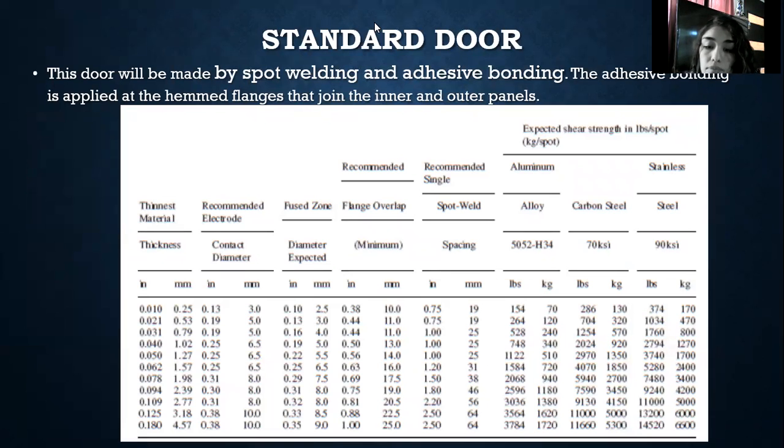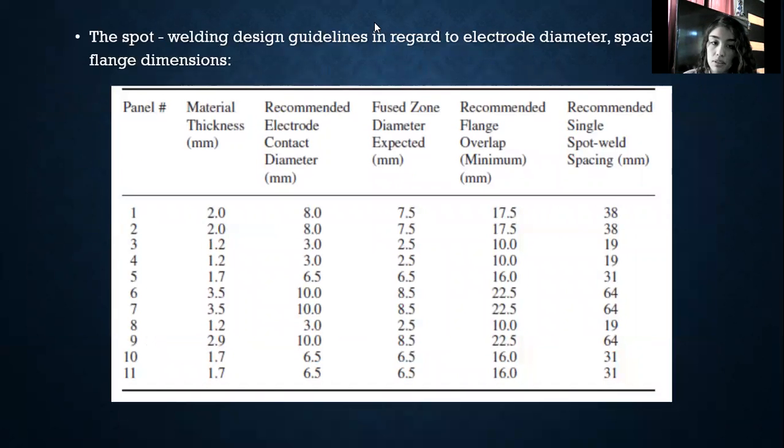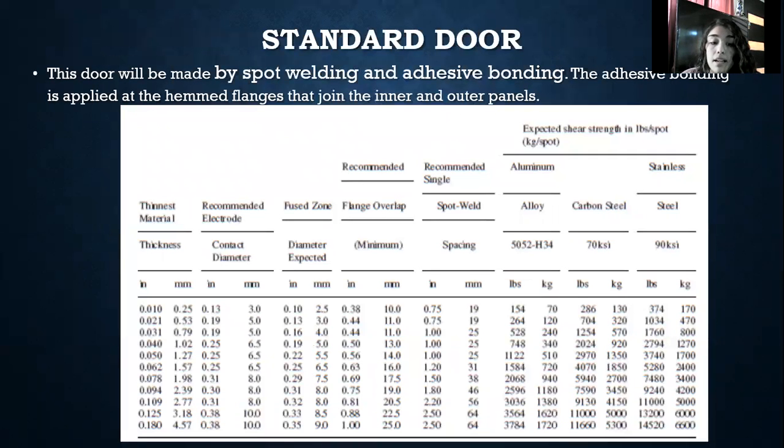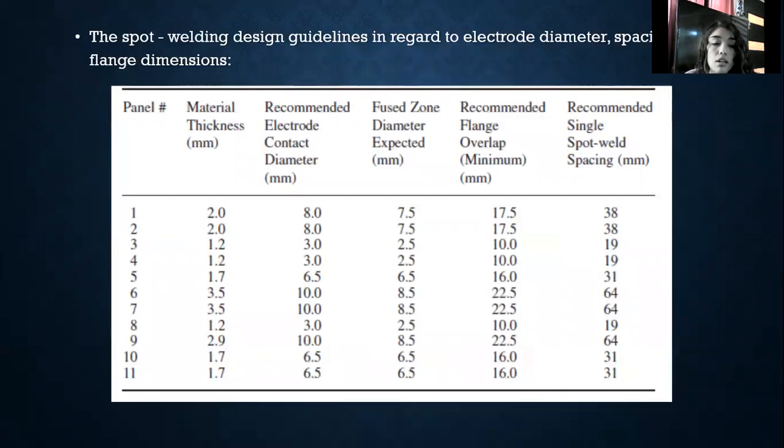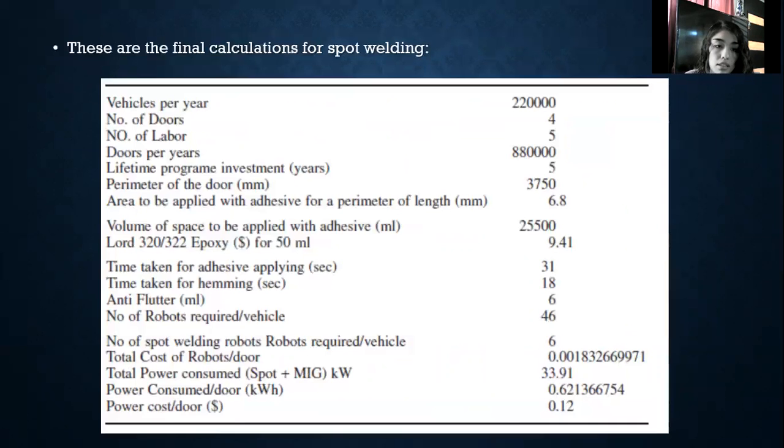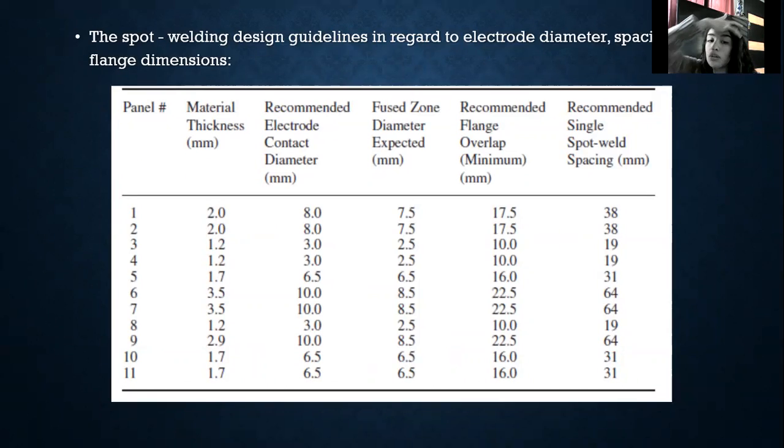Here are the shear strength of the aluminum, the carbon steel, and the stainless steel that are going to be taken into account in order to calculate the parts. So the spot welding design guidelines in regard to electrode diameter, spacing, and flange dimensions are shown here. So with the data that was shown here, we can calculate the parts.